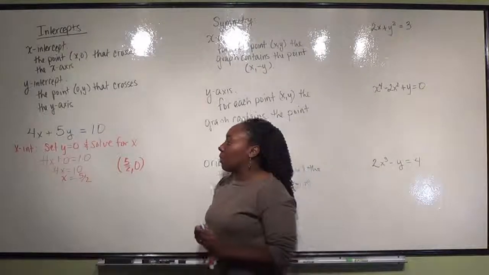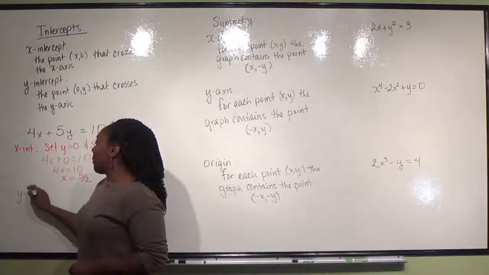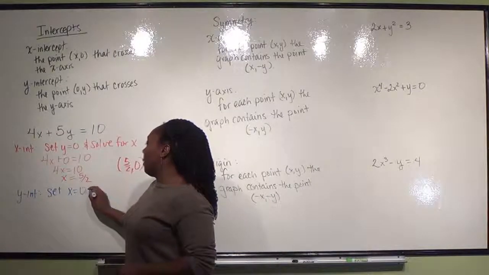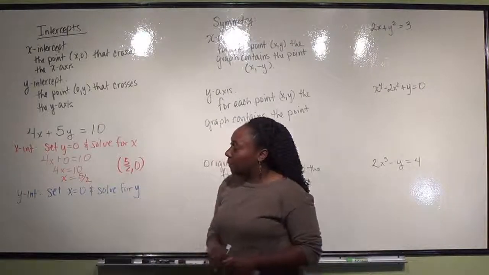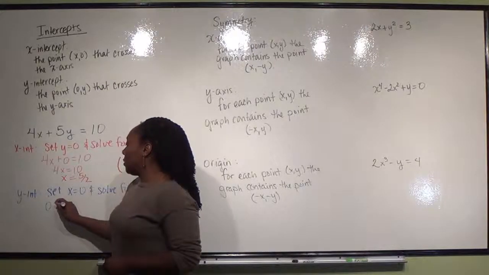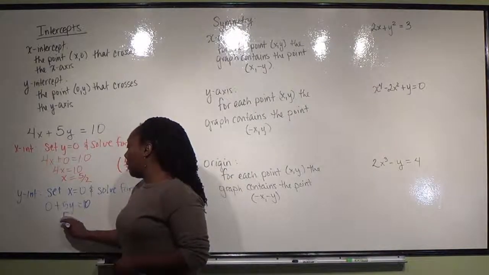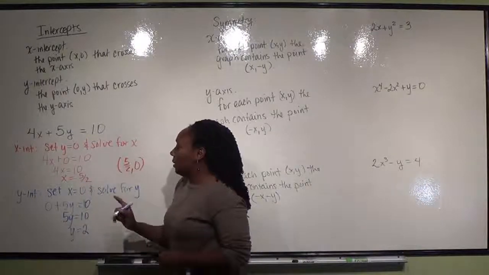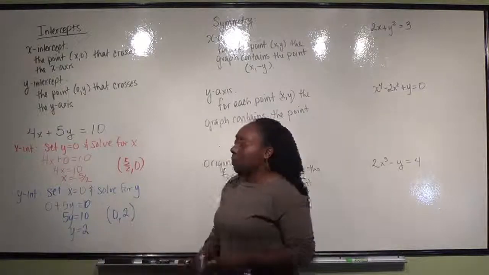For the y-intercept, we're going to do the same thing, except we're going to switch the variables. So for the y-intercept, we're going to set x equal to 0 and solve for y. Plugging in x equals 0, I'm looking at 0 plus 5y equaling 10, or 5y equals 10, so y will equal 2. And so this means that our y-intercept is going to be the point (0, 2).